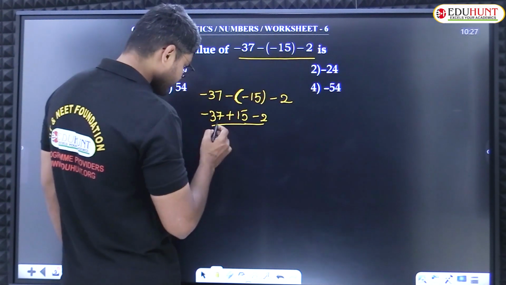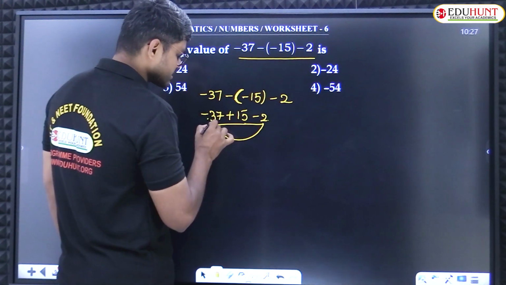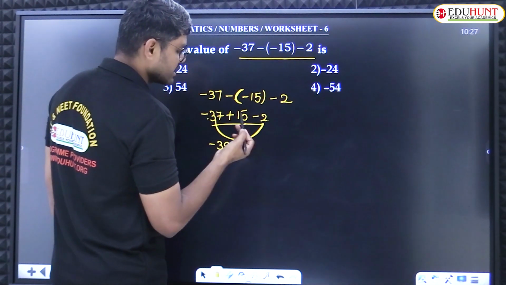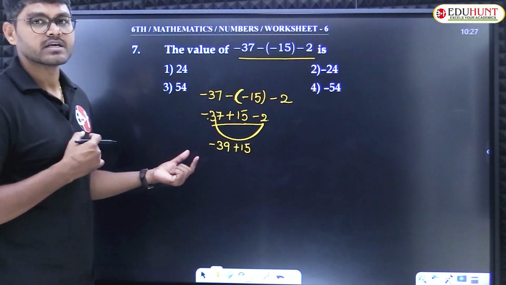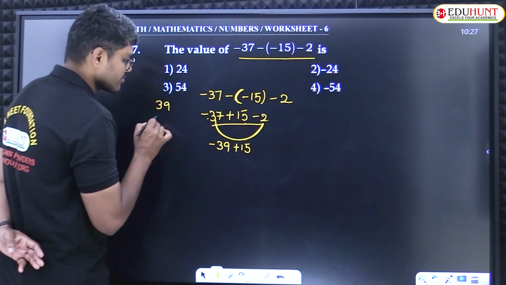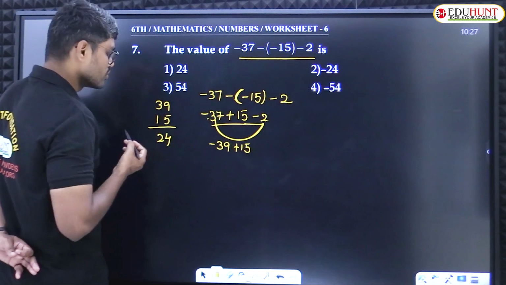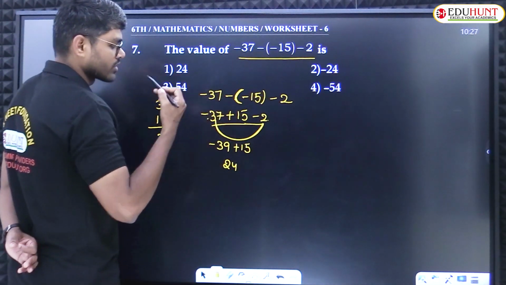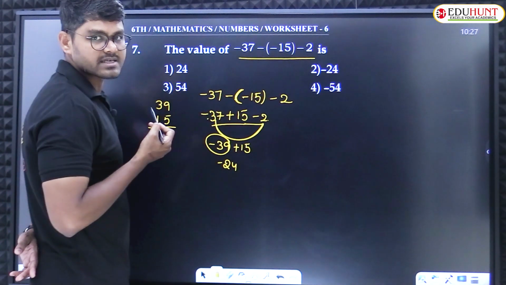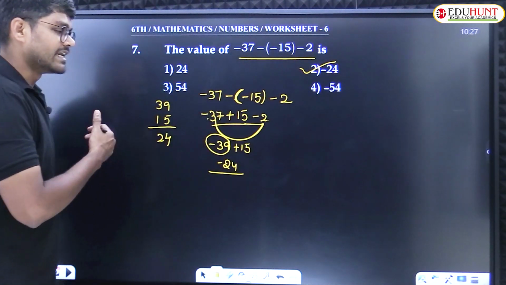First see, same signs, minus 37 and minus 2. Same signs means we have to add the numbers. This is minus 39 plus 15. Different signs means we have to subtract. Usually we subtract the smaller number from the bigger number. That means 39 minus 15. Here 4, 3 minus 1, 2, 24. So the higher magnitude has a minus sign, so we have to put a minus sign to the result obtained. That is, the answer for this question is minus 24, option 2. Okay. Let's see the next one.